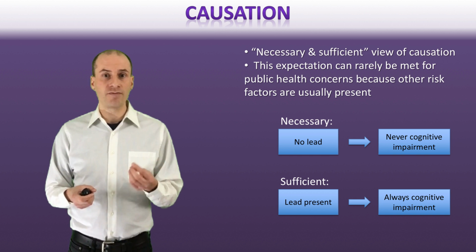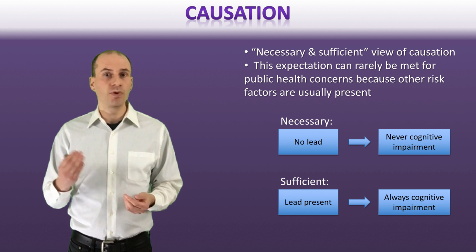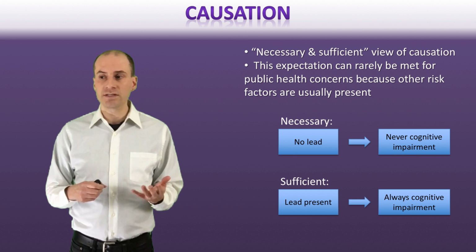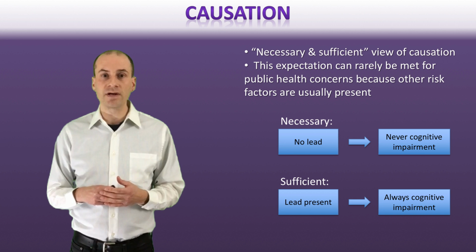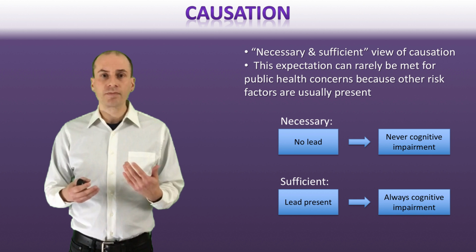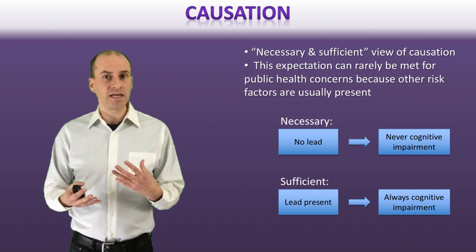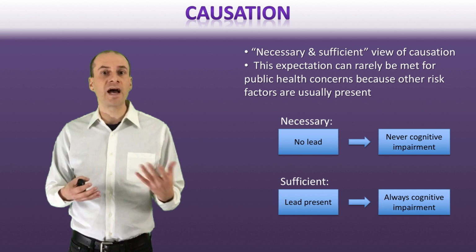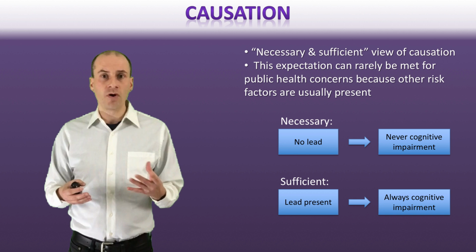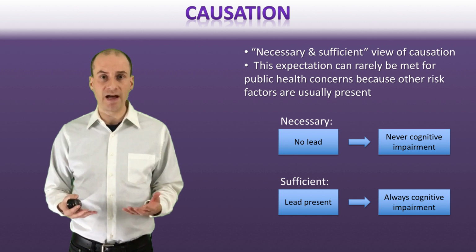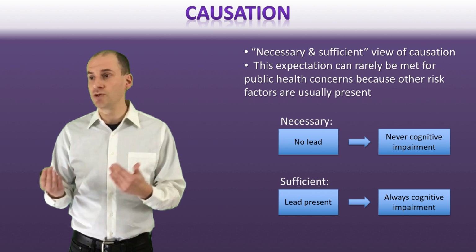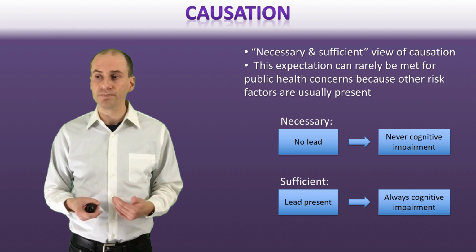The example here would be if people aren't exposed to lead, then people would never have cognitive impairment as a result, right? Being sufficient is the opposite idea. If someone is exposed to lead, they will always have cognitive impairment. These ideas are actually a fairly high standard for most health related concerns. The truth is that very often most diseases are caused by multiple different factors, and so you might have no lead present, but you might still get cognitive impairment for other reasons, for example.